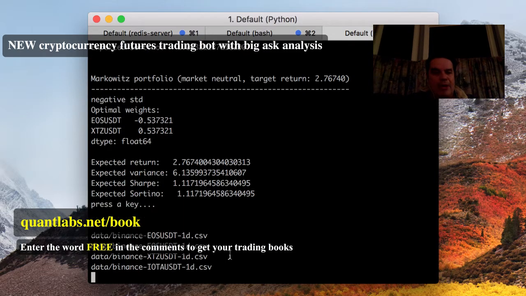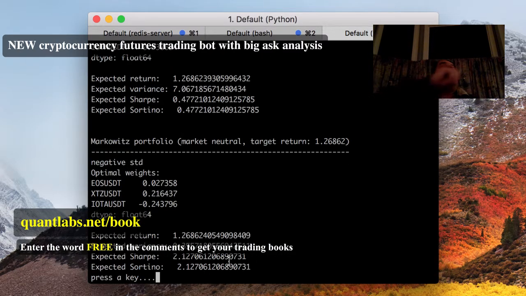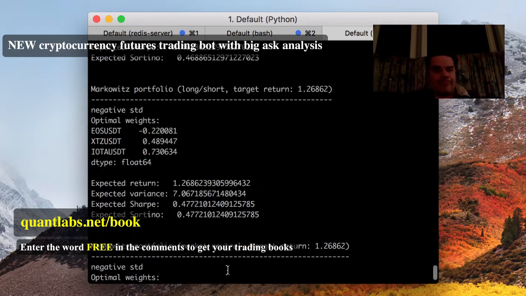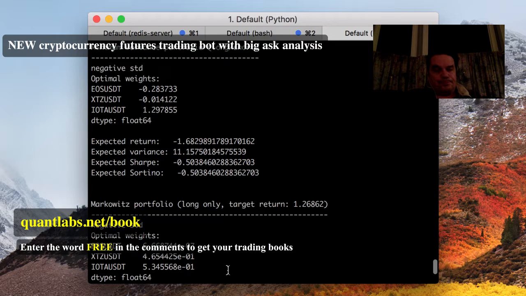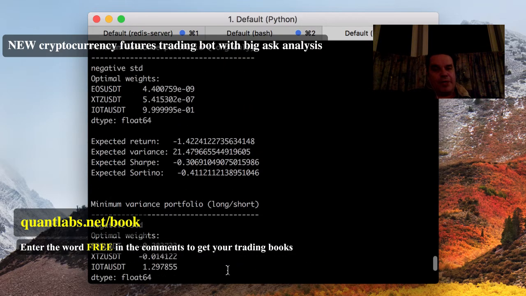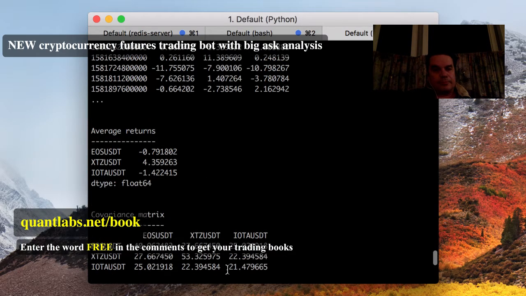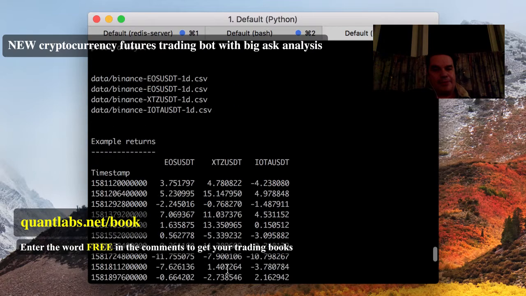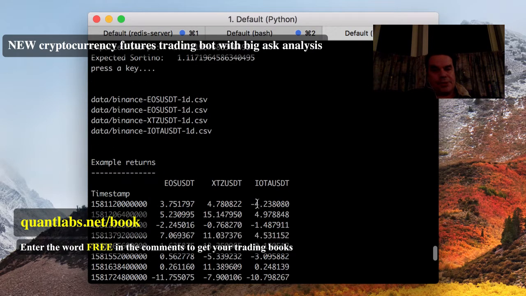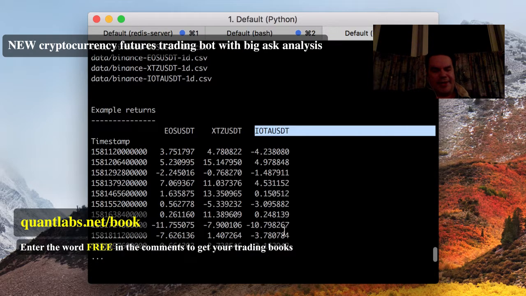All right, so now we have 4 assets to choose from. Okay, so now we reduce it from 2 to 3 instruments. And again, same thing. So now we're adding the third best, IOTA, in USDT.